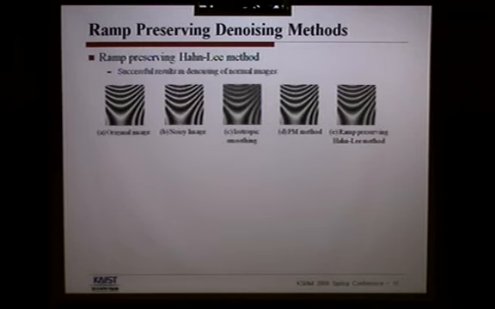and we follow the same Han Li method. Okay, so if you look, this is the original image. This is a synthetic image. So this has ramp structures, large ramp structures. So we put some noise on this. This is isotropic smoothing. This is the Perona-Malik method, and this is the ramp-preserving Han Li method. So if you look at that, this seems best.